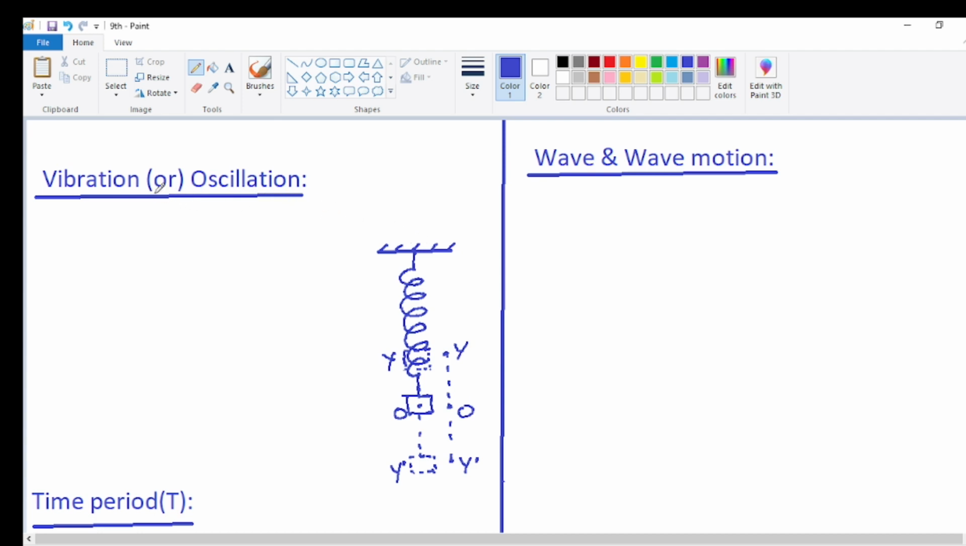Now there is a small difference between vibratory and oscillatory motion. Oscillatory motion usually means slow to and fro motion, while vibratory motion means faster to and fro motion. It can be understood from a simple example. This is the example of vibratory motion, and from it the exact meaning of vibration and oscillation can be obtained.